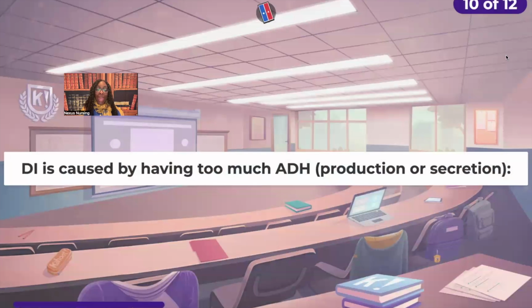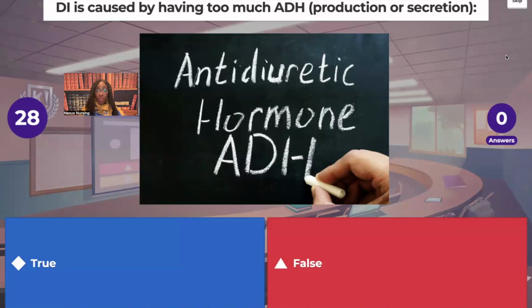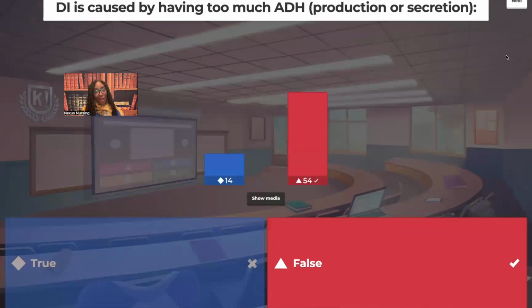True or false? DI is caused by having too much antidiuretic hormone production or secretion. So DI is caused by having too much production of antidiuretic hormone or too much secretion of antidiuretic hormone. Is this true or is this false? Very good. False. You guys know that's false. Patient doesn't have enough antidiuretic hormone. That's why they are urinating all over the place.